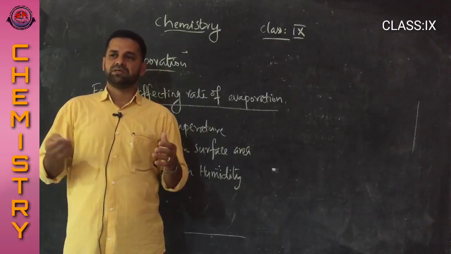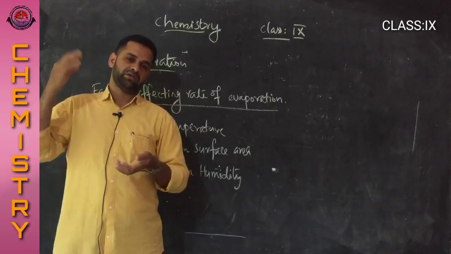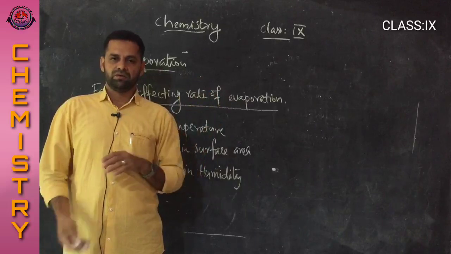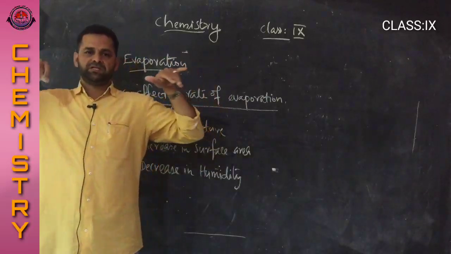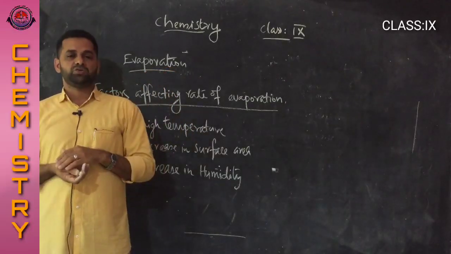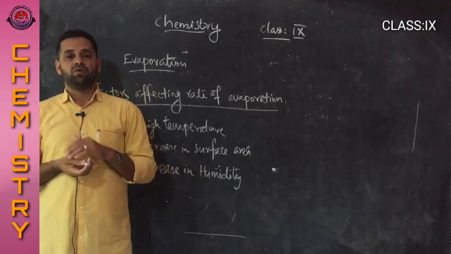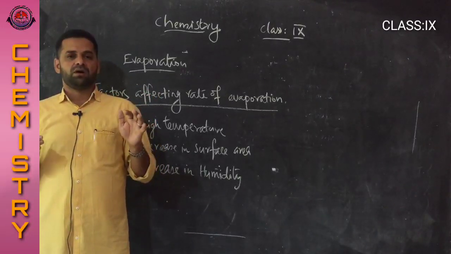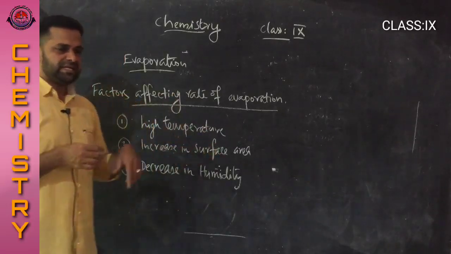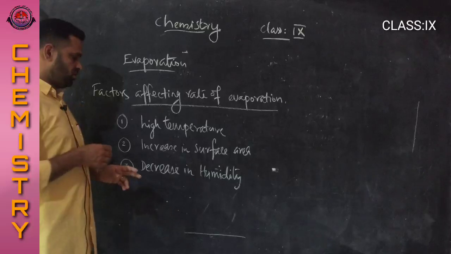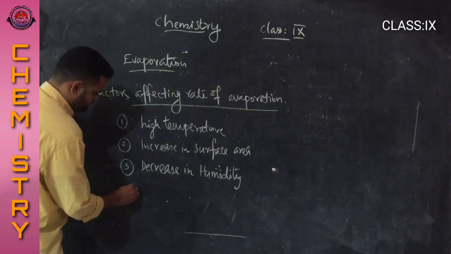Why? Because in summer the amount of water vapor is very less, so water evaporates more, not only because of the heat of the sun. During July and August, even though the temperature is low, the humidity will be more, so the rate of evaporation will be very less. As the humidity decreases, the rate of evaporation increases. So, a decrease in humidity enhances the rate of evaporation.